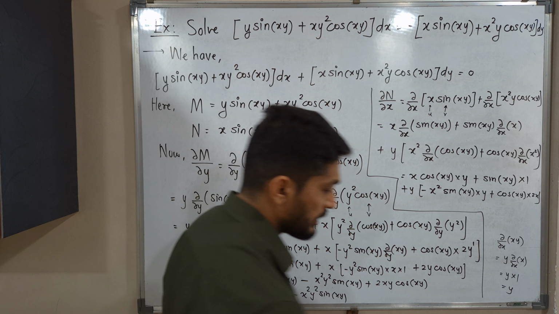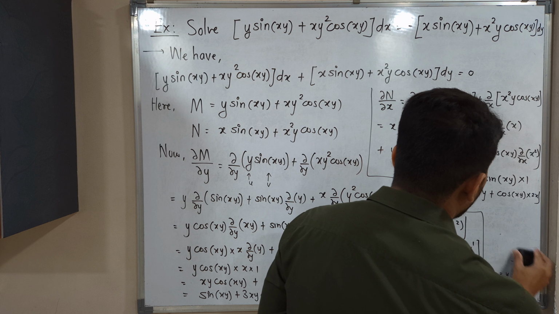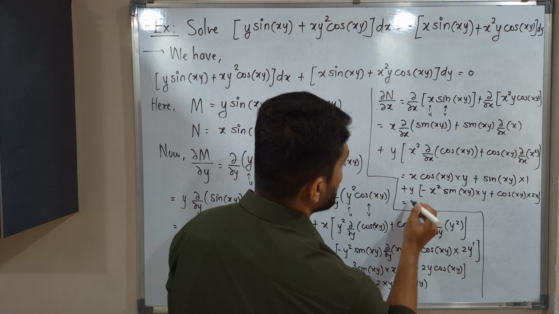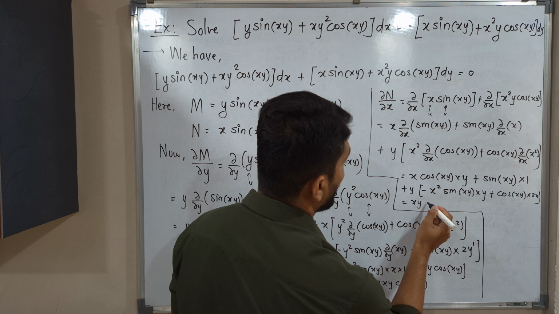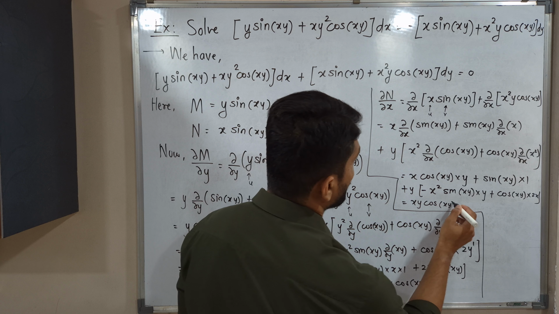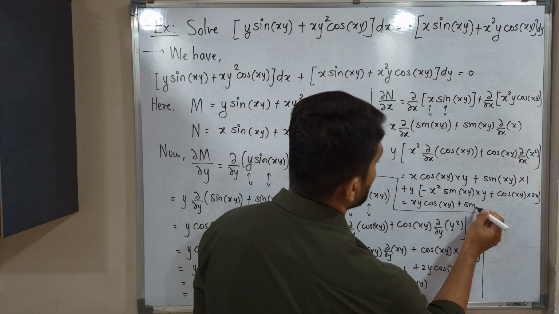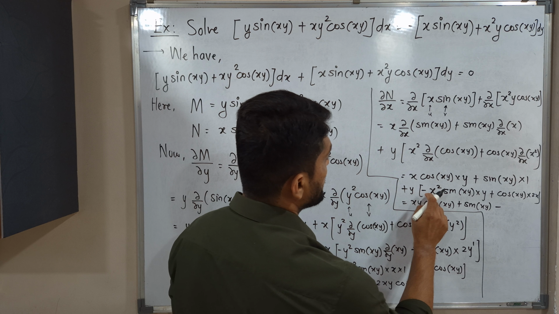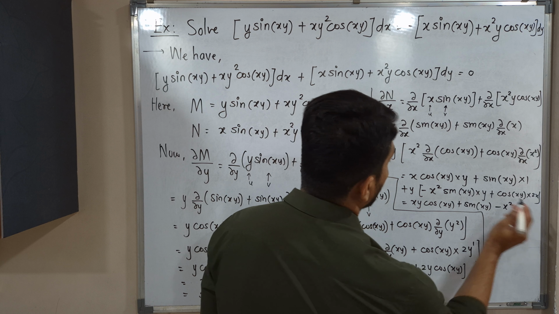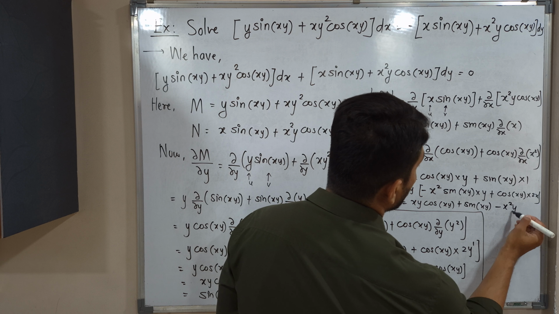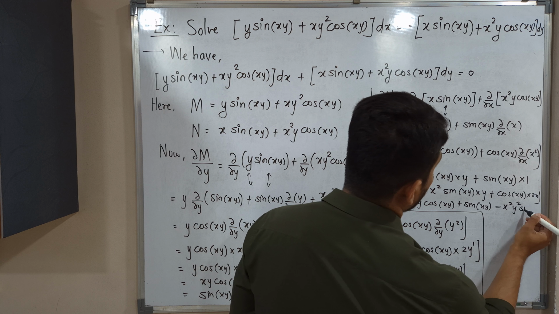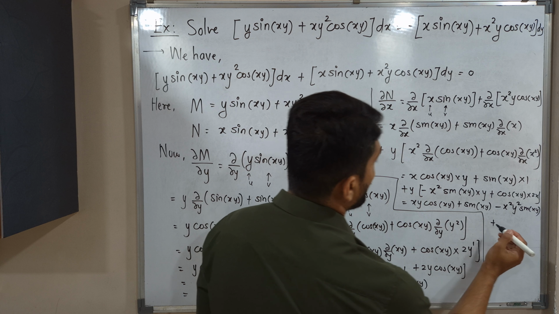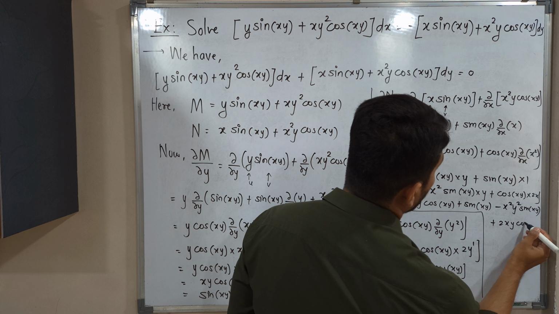There is very little space to solve the problem, but no worry, I will manage it here. So this is xy cos xy, xy cos xy, plus sin xy. I will take the product here, minus x square, y into y, y square, this sin xy, plus this 2x into this y, I am solving the bracket, 2xy cos xy.